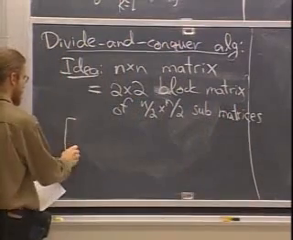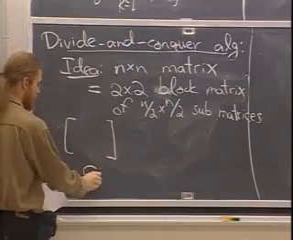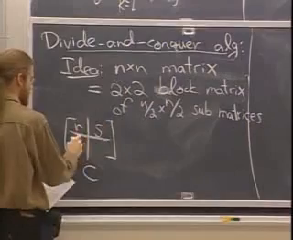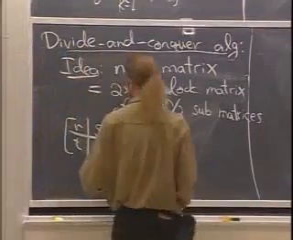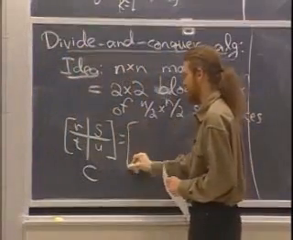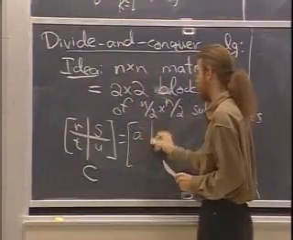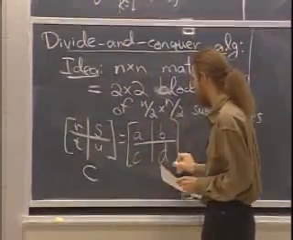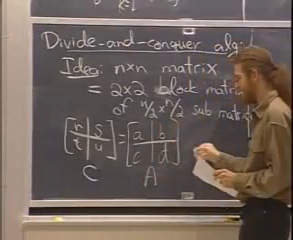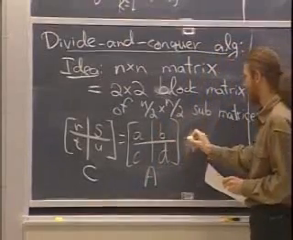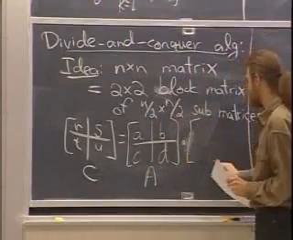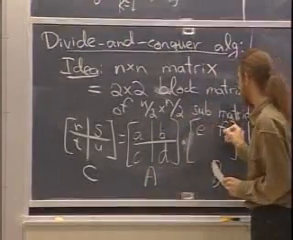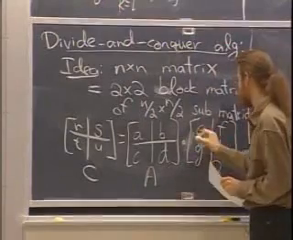I'll think of C as being divided into 4 parts, R, S, T, and U. Even though I write them as lowercase letters, they're really matrices. Each is n over 2 by n over 2. And A, I'll split into A, B, C, D. B, I'll split into E, F, G, H.